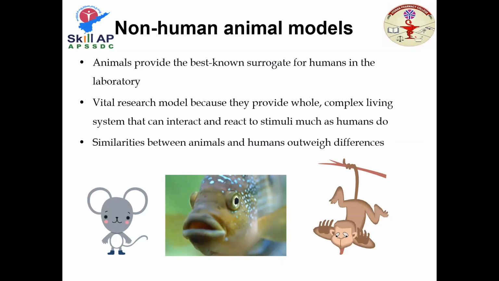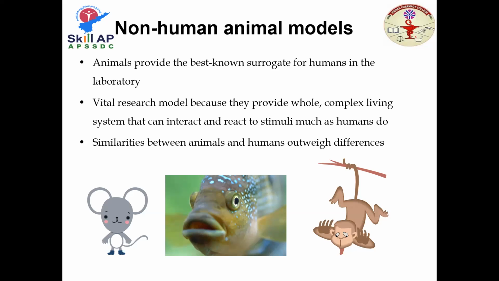Next, non-human animal models. Animals provide the best known surrogate for humans in the laboratory. These are the replicates which will mimic humans. Why? Because our genome and their genome have around 95 to 98% similarity. That's why we are checking. Chimpanzee is somewhat more relevant. That's why we are now checking on animals.